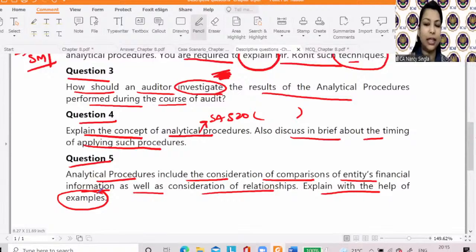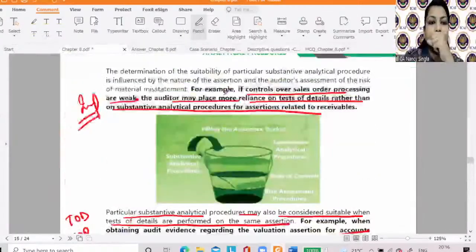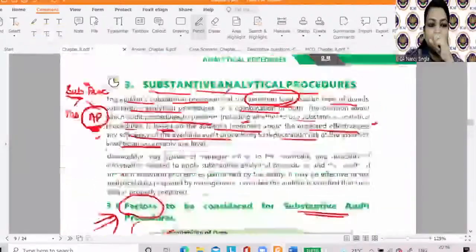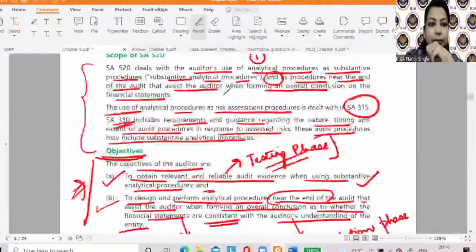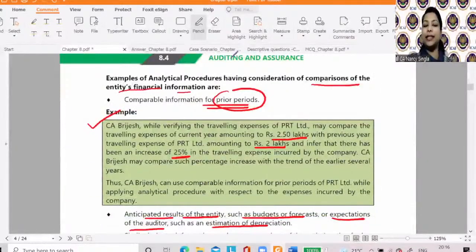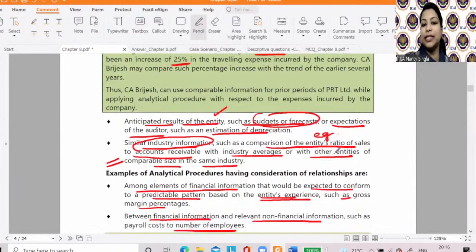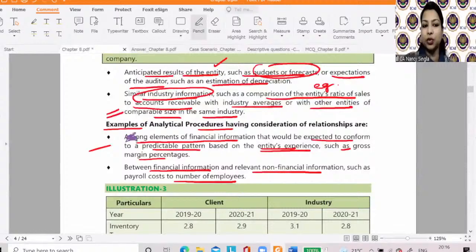See, part you are saying number of wages multiplied by wages per worker, है ना? But उससे पहले तो you will write ना consideration of comparison of entities' financial information में क्या था? That with respect to prior period हो सकता है ना? Let me just take you through the module. So पहले तो you will write this ना comparable information for prior period and then you will give example. ठीक है? Anticipated result of entity. Example is what your budgets and forecast of industry information. Example is what ratios compared to the industry. ठीक है? Same way with respect to your example of analytical procedures, you will be writing these points.